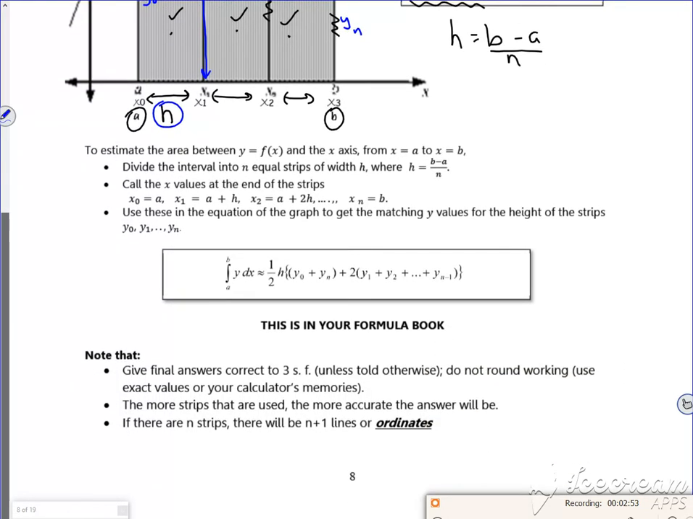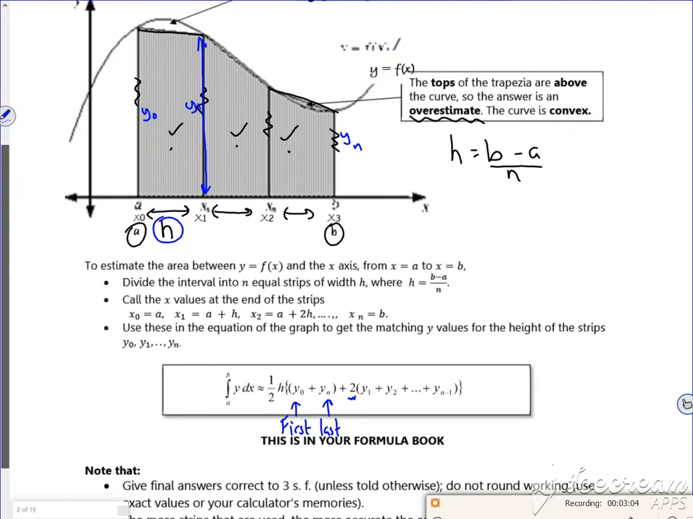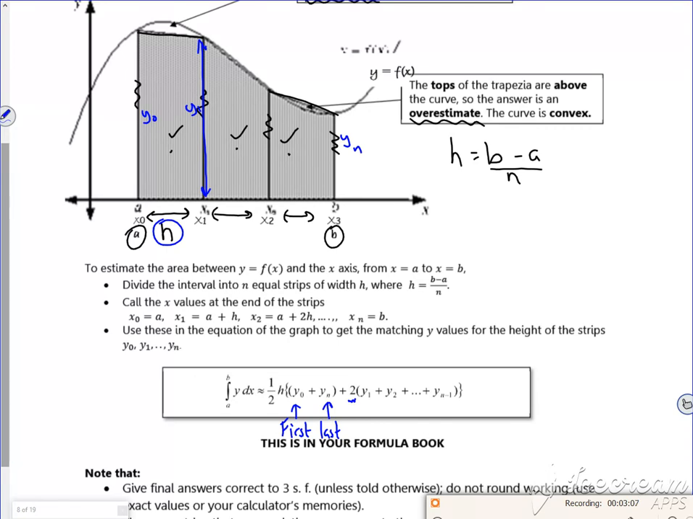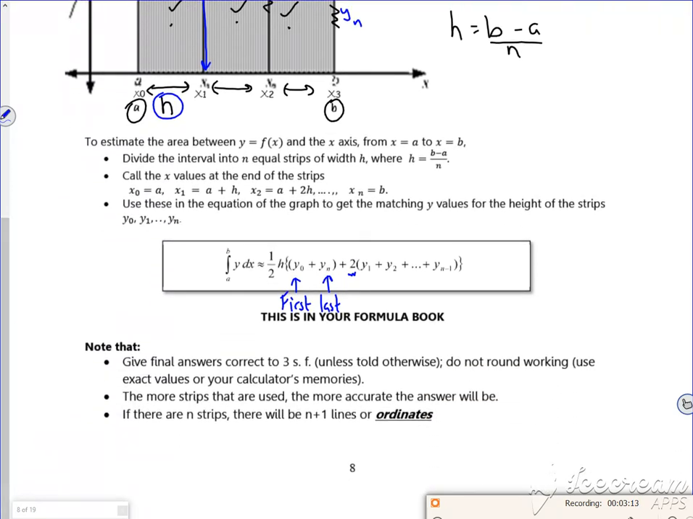So if you look in the formula, this y0 here, that's your first one. This yn is your last one. But all the rest of them are multiplied by 2 because they're included as one side of one trapezium and then the other side of the next trapezium along. Now if h is the width, another way to see this formula is the width divided by 2, the first y value plus the last y value plus 2 lots of the rest of the y values. And that's an easier way of seeing this.